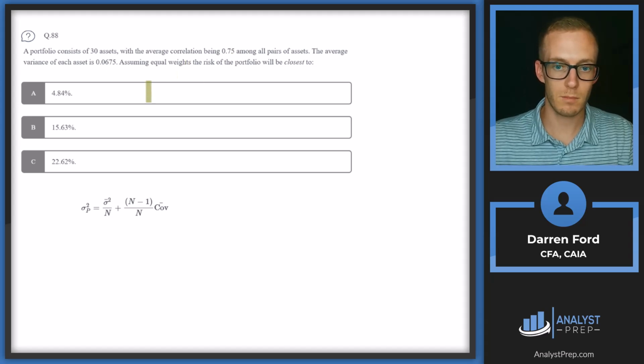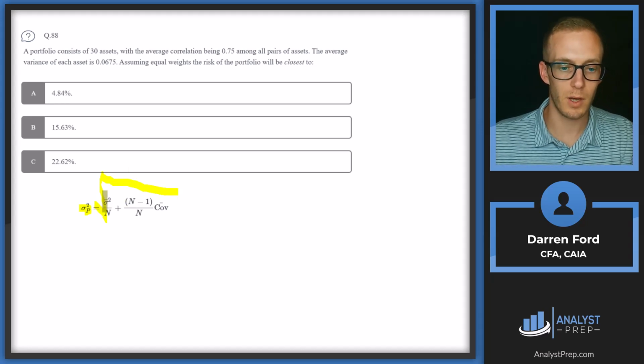So the risk of the portfolio. This is variance. And so in the end, to get risk of the portfolio, we are going to need to take the square root of this whole side. But looking at what these variables are, this right here is going to be the average variance of the assets.